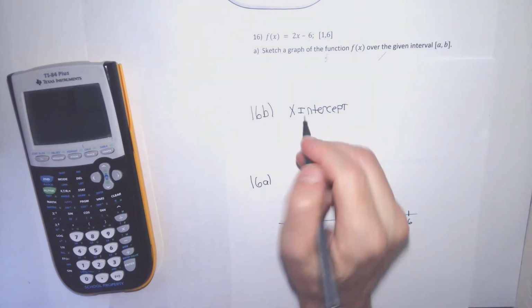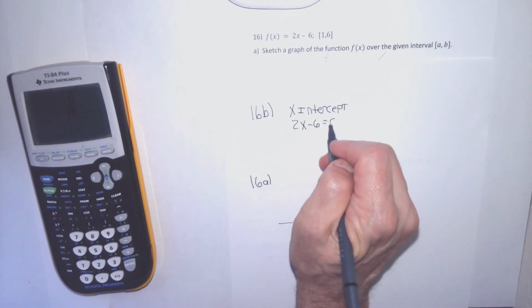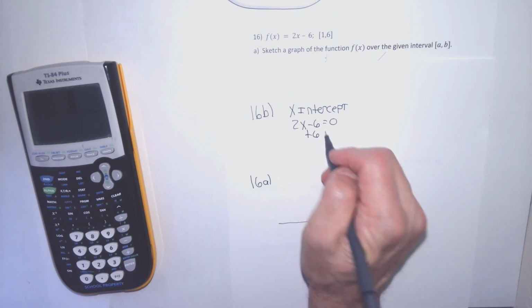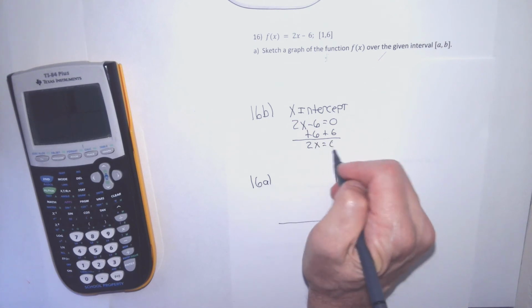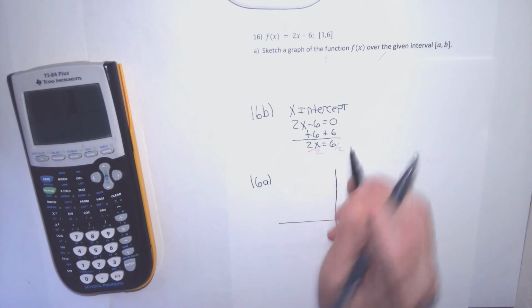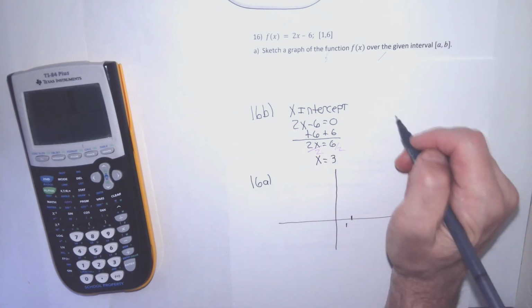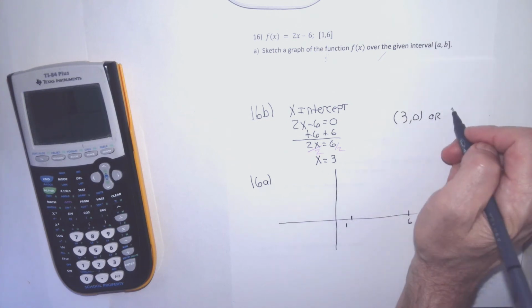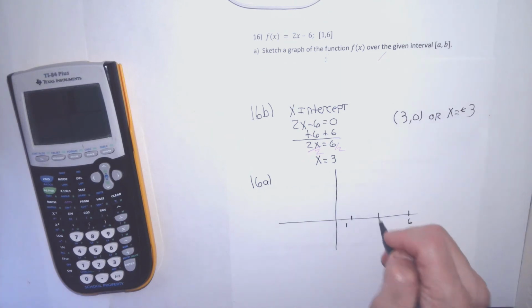To find the x-intercept, I take the 2x minus 6, which is my function, set it equal to 0 and solve for x. I add 6 to both sides and divide by 2. That gives me 2x equal to 6, and then x equal to 3. For part B, I prefer the answer (3, 0) as a point. That's the better answer. But for our purposes, if you just wrote x equal to 3, that would be okay.